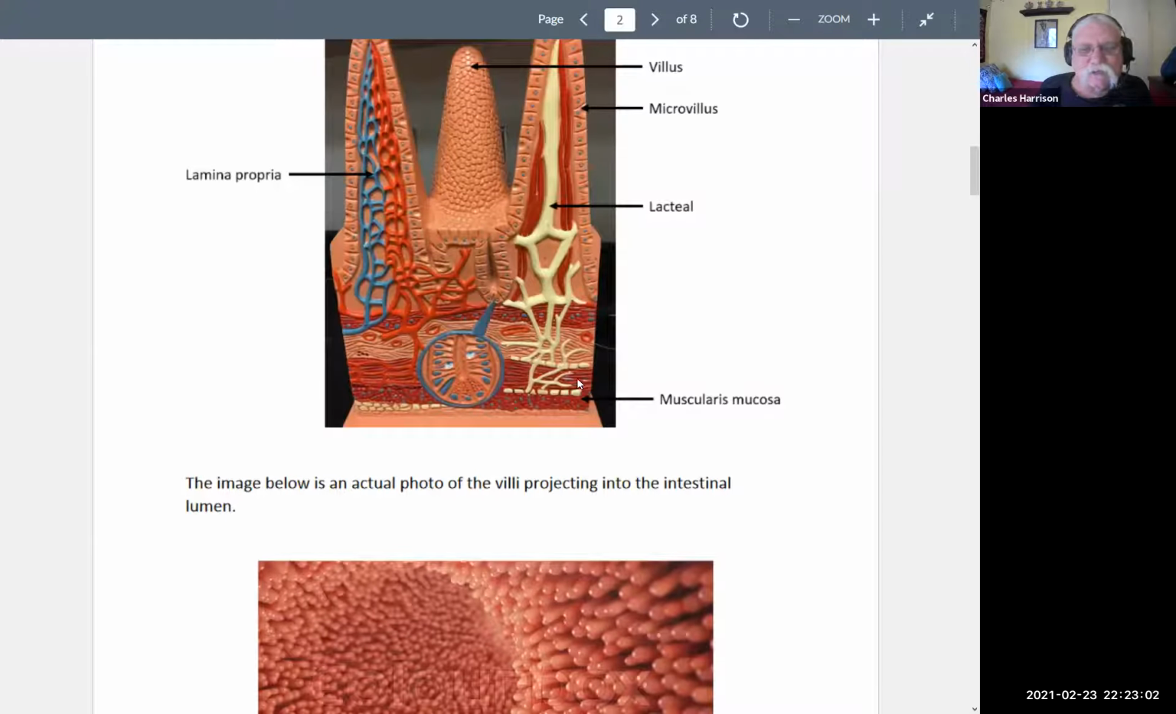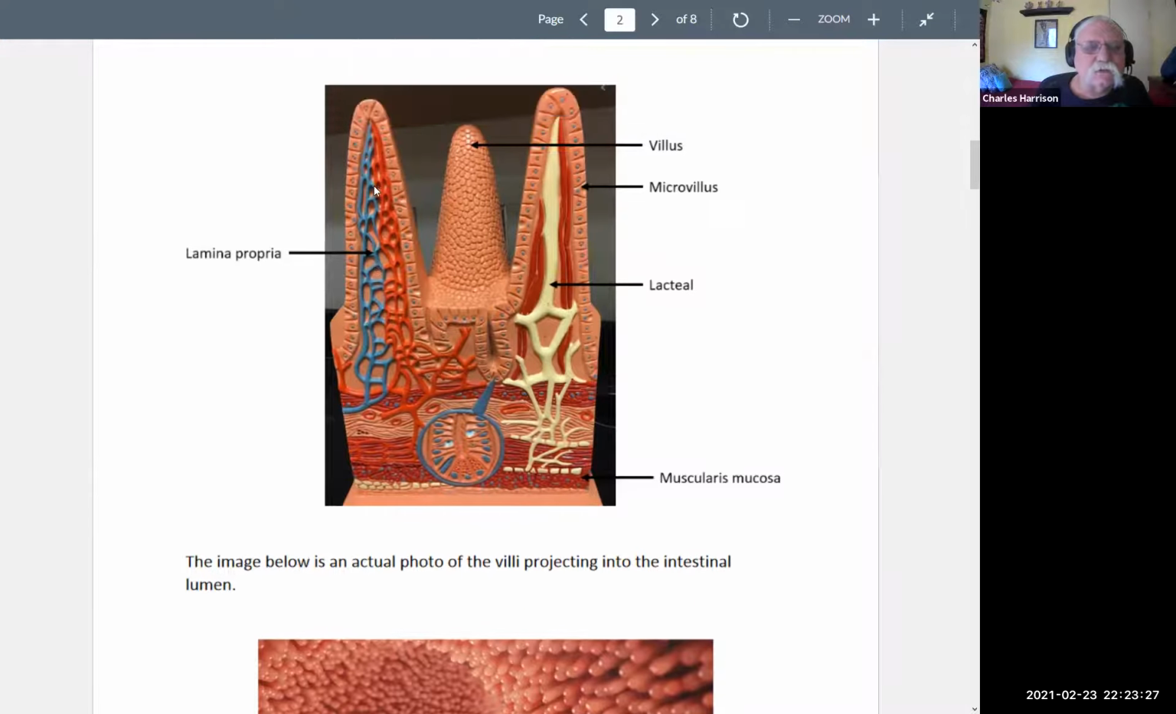Its function in pulsating and contracting all of the time is to add a little bit of push to the blood that's in the lamina propria to get it to move and eventually reach the liver. Okay, three layers: microvilli, lamina propria, muscularis mucosa.